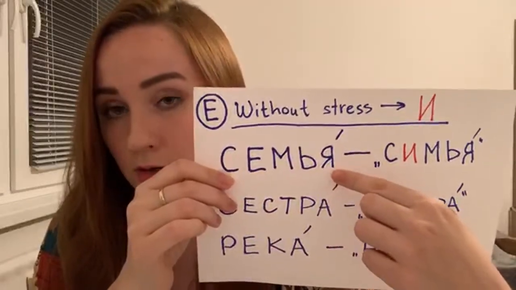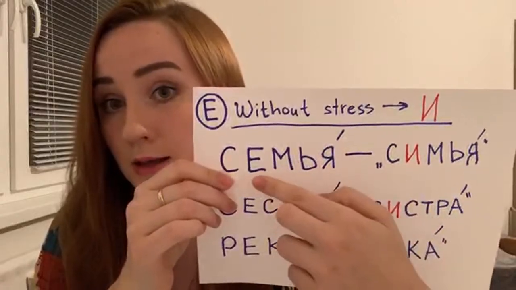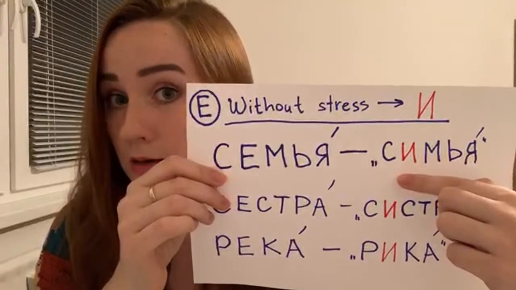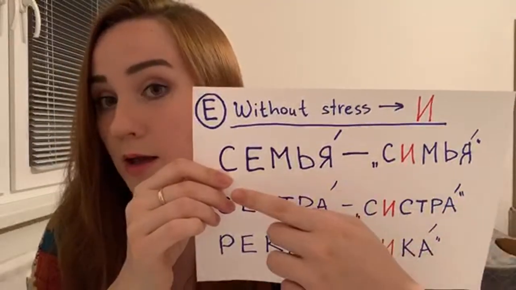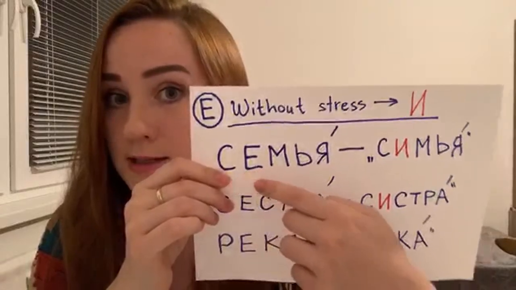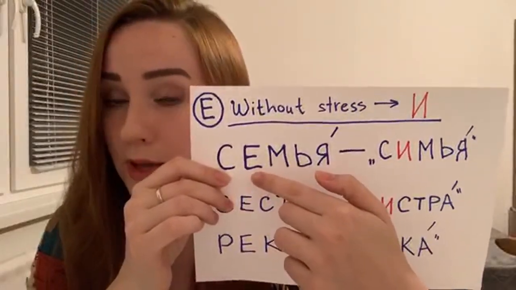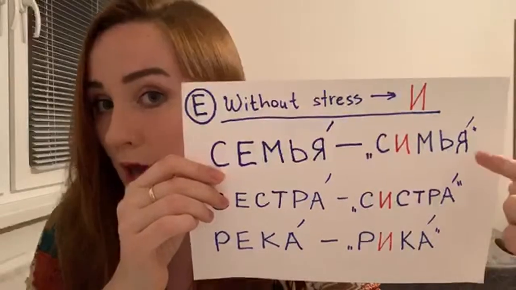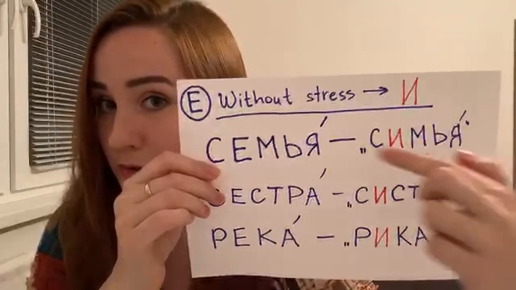The stress here goes to the last syllable. And ye is not stressed. It means that it should turn to e. So, семья. Again, to check if you are doing it correctly, pause here. Si, si, si, e. So check. Are you making ye or are you making e? It should be e. Семья. Then do it faster. Семья. There is no ye in this word actually.